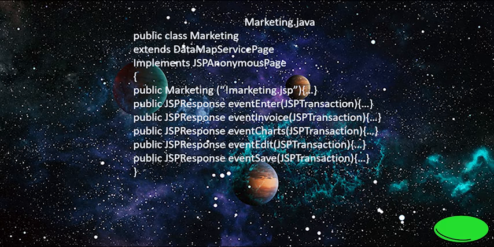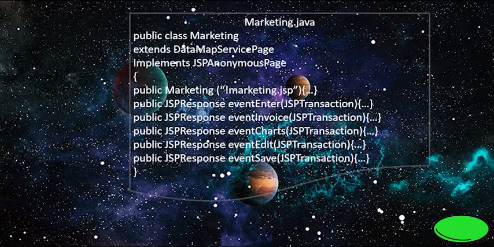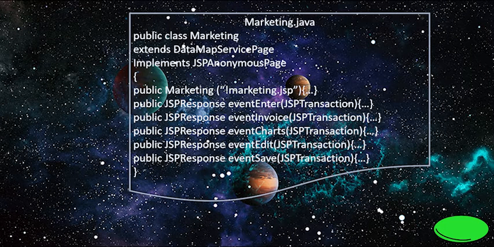Let's begin by looking at the Java page for the marketing PAR. The class name is arbitrary. In this case, the name is marketing. The page must extend a Lentiles PaaS base class. In this case, marketing extends data map service page. Notice that the marketing page implements JSP anonymous page. This is optional, and informs Lentiles security that any user may access this page. If this declaration was not used, then only registered users that have permission to access the page would be allowed to submit to or view the page.